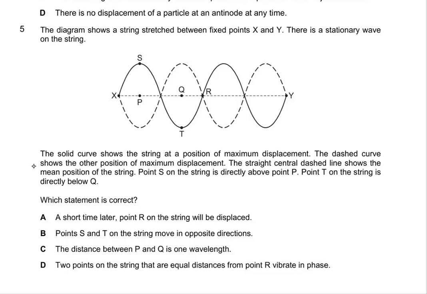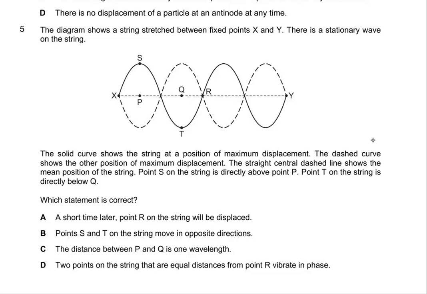The solid curves show the string at the position of maximum displacement. The dashed curves show the other position of maximum displacement, because this part will be going down. This is the dashed line where it moves next. The straight central dashed line shows the mean position of the string. Point S on the string is directly above point P, and point T on the string is directly below Q. It's the point, not the particle. This shows the place, not the particle.